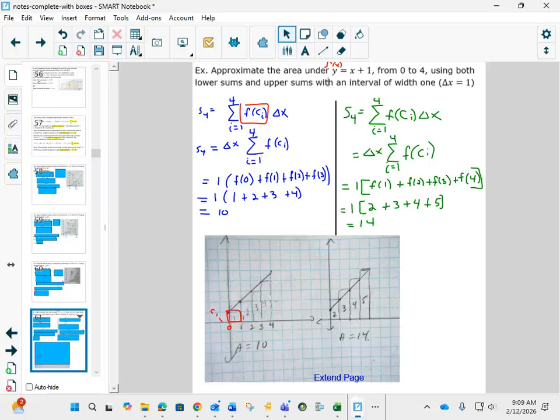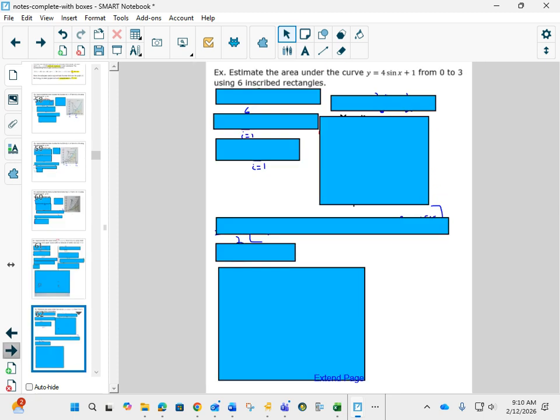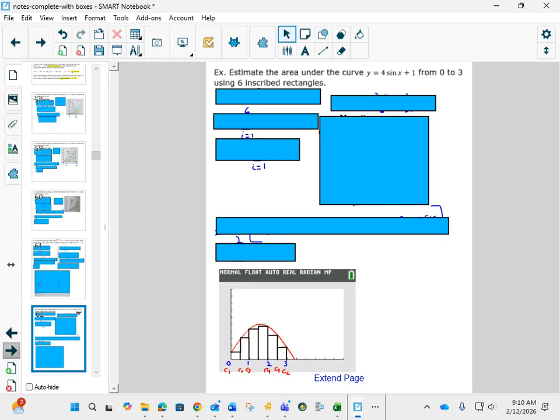And then capital C1 is always the maximum. So between 0 and 1, here would be capital C1 because the maximum is this point between there. And this would be C2, C3, C4. But we could find areas of weird shapes, right? 4 sine x plus 1. You could graph that. It has a sinusoidal axis at 1, an amplitude of 4. You could get a graph of that and get an idea what it looks like.